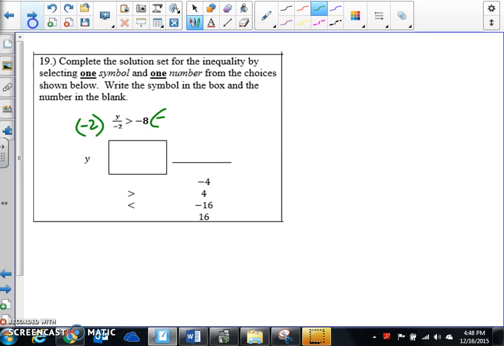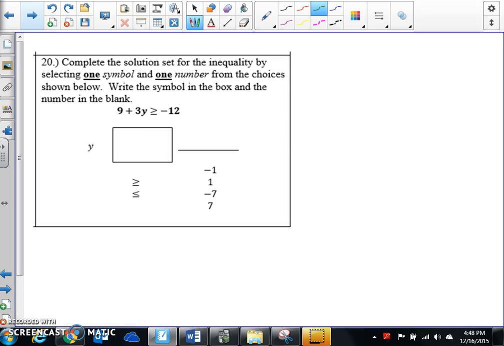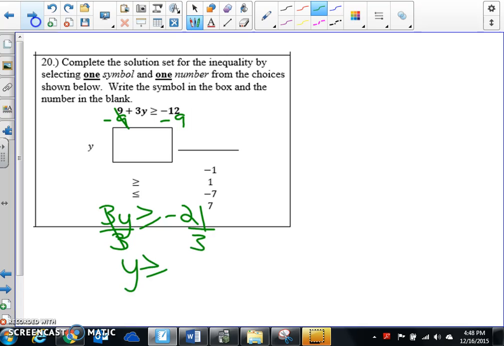Multiply both sides by -2. If I divide or multiply by a negative, I flip my inequality. So I'm going to use this one. -8 times -2 is a +16. And last one. I subtract 9. I keep my inequality. That's -21, and I divide by 3. I keep my inequality again, so that should be -7. So y is greater than or equal to -7.